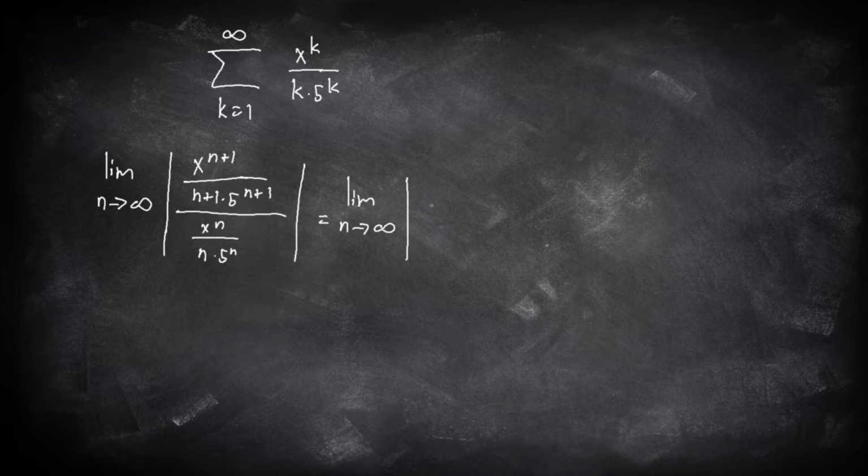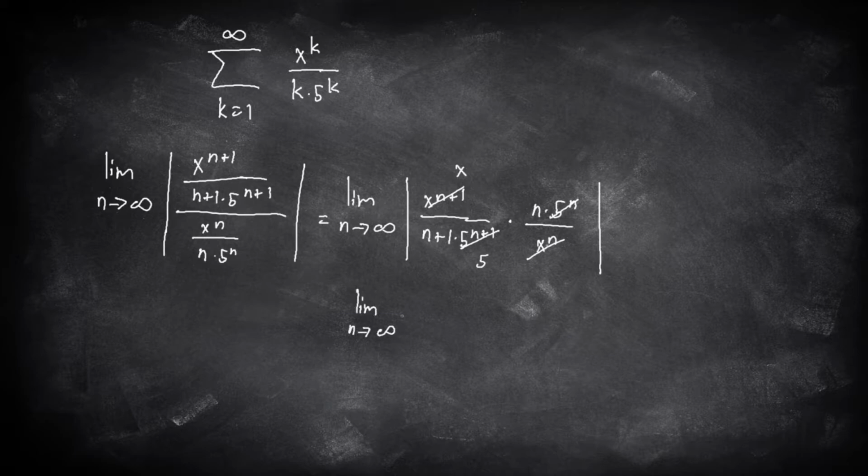Dividing is the same thing as multiplying by its reciprocal. Multiply by n times 5 to the power of n over x to the power of n. x to the n plus 1 over x to the n just leaves x. 5 to the n plus 1 cancels out with 5 to the n, so just leave 5. So overall, our limit simplifies down to x times n over 5 times n plus 1, which is 5n plus 5. Since the leading coefficients are x and 5, and it's only linear, it just comes out as the absolute value of x over 5.